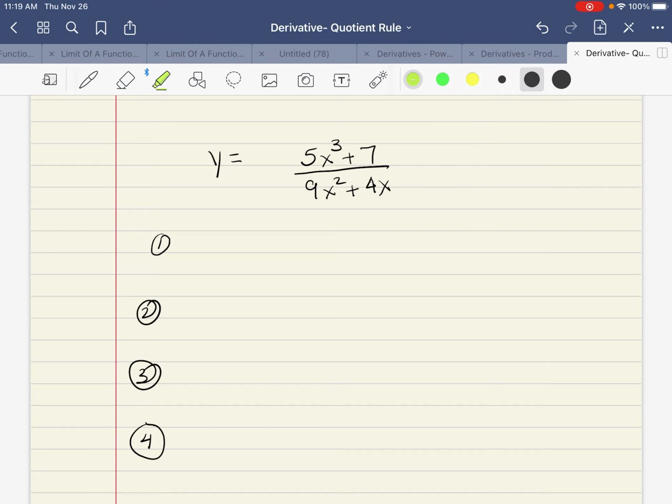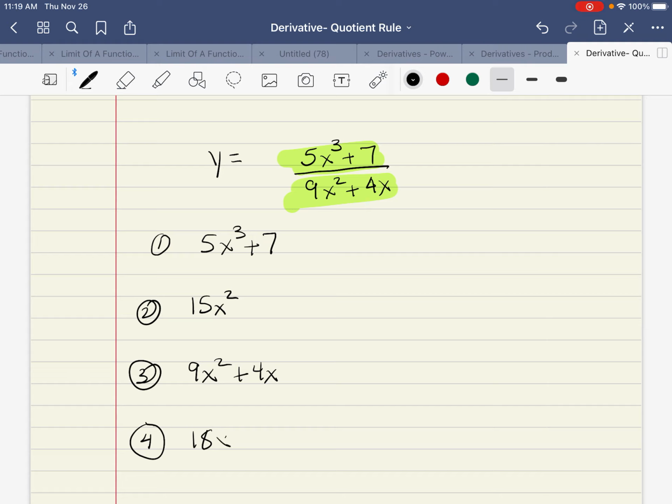1 is going to be the numerator, so I'm going to write that next to 1. 2 is going to be the derivative of that, so that would be 15x squared. 3 is going to be the denominator. And 4 is going to be the derivative of that.